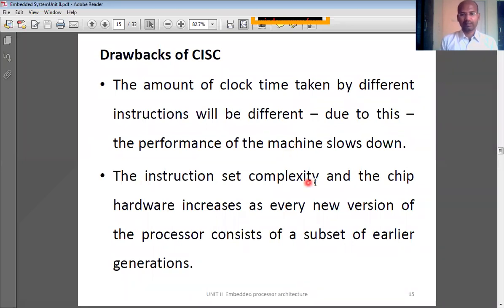The instruction set complexity and the chip hardware increases as every new version of the processor consists of a subset of earlier generations. You have to make your processor able to process the older instructions. So your instruction set increases, which means your instruction set complexity increases. Accordingly, you have to have new hardware to support the older instructions. Ultimately, the hardware complexity increases with CISC.